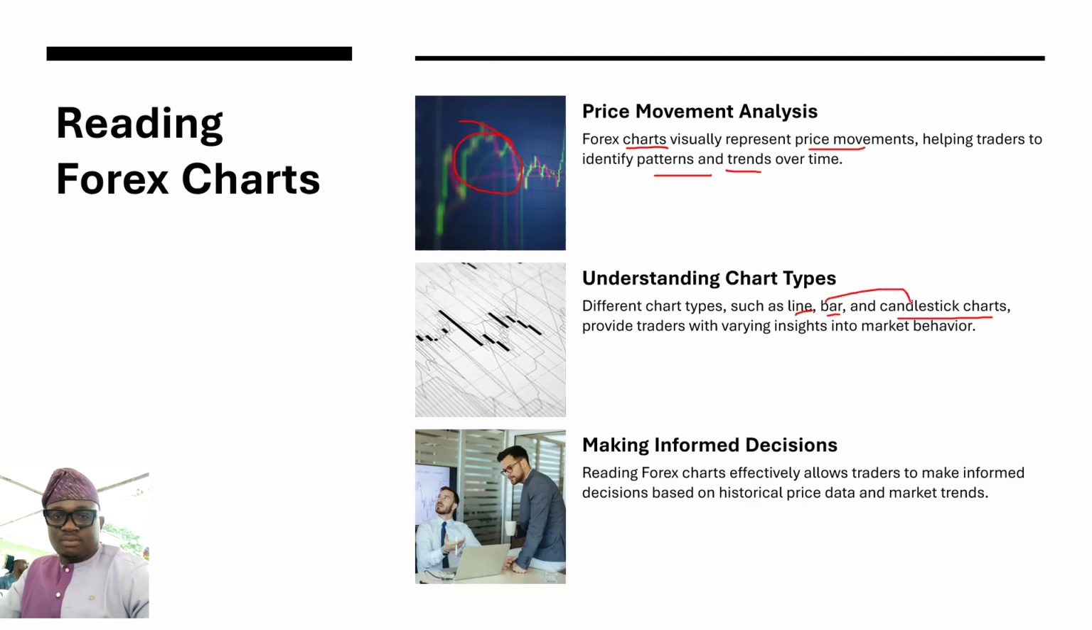But bar and candle have the same thing, it's just the design. They are basically the same thing, except line. The only difference between line and candlestick and bar is just that line doesn't show where price fluctuated to, maybe the high and low that was created during the specific time that you picked.